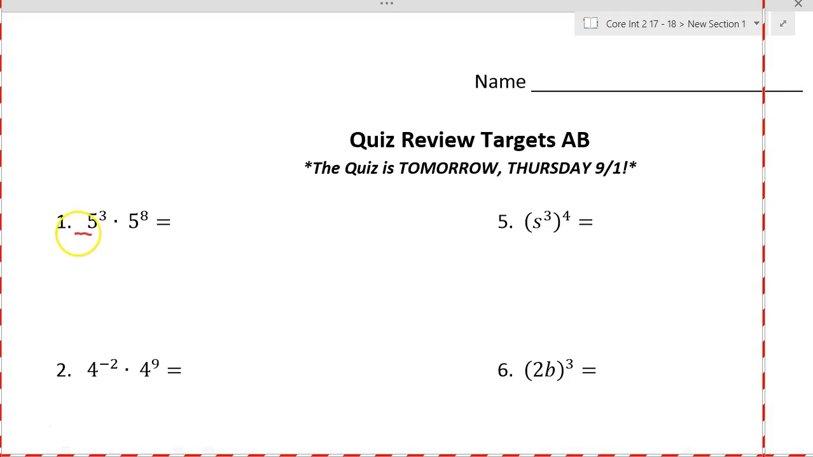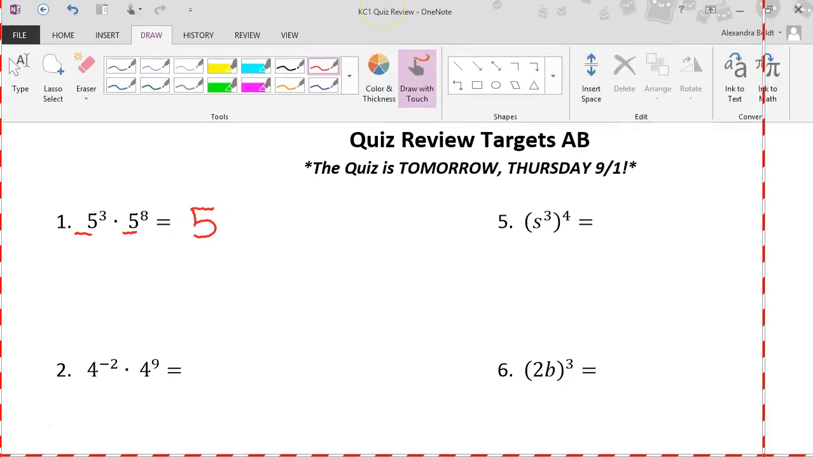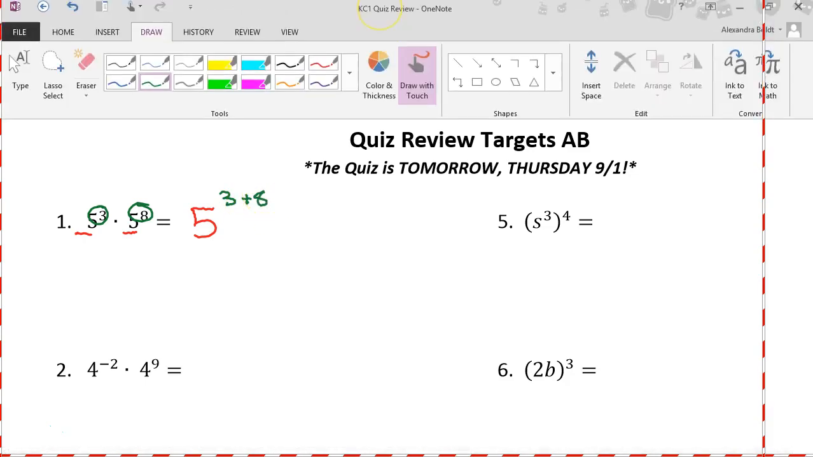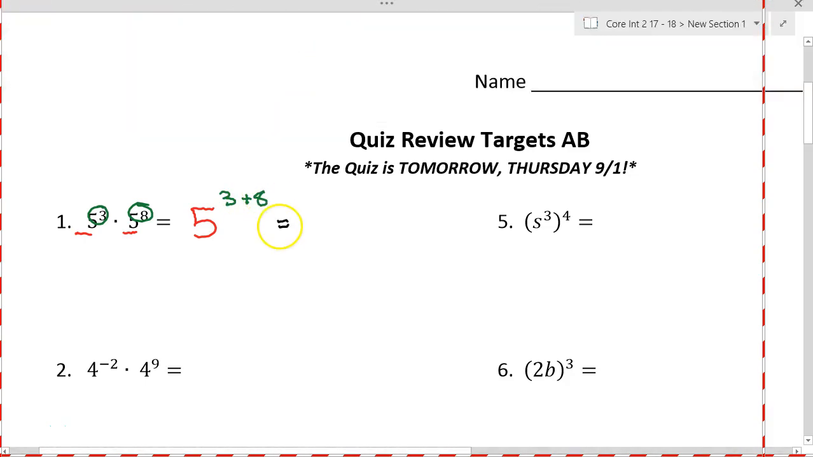Remember, when we multiply, our base stays the same, and our exponents get added. So I have 5 to the 3 plus 8, which is 5 to the 11. That is our product rule.